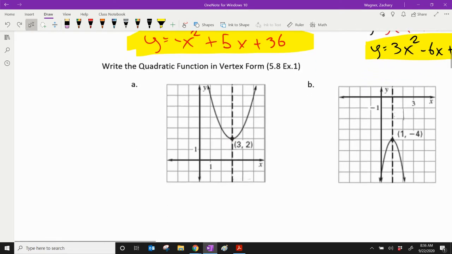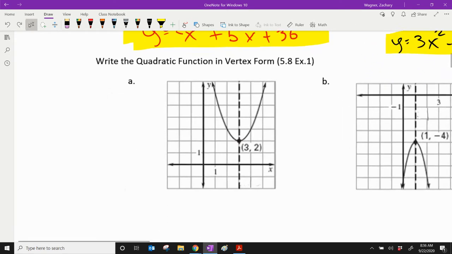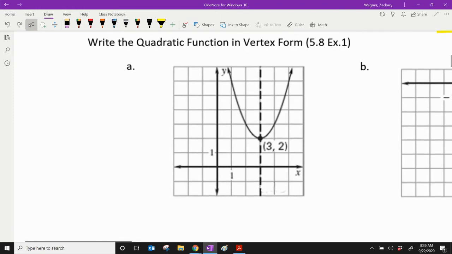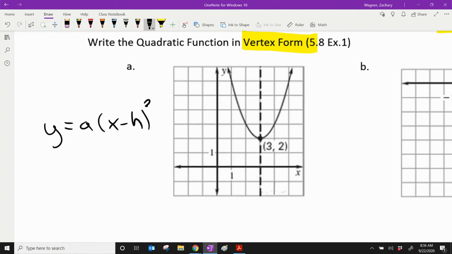Here, we are tasked with the next one. So now we're going to look at a graph and write the quadratic function in vertex form. Now, you'll be given questions like this, and every single time write it down in this manner. It would ask you for vertex form, so write down what vertex form is. a times (x minus h) quantity squared plus k.